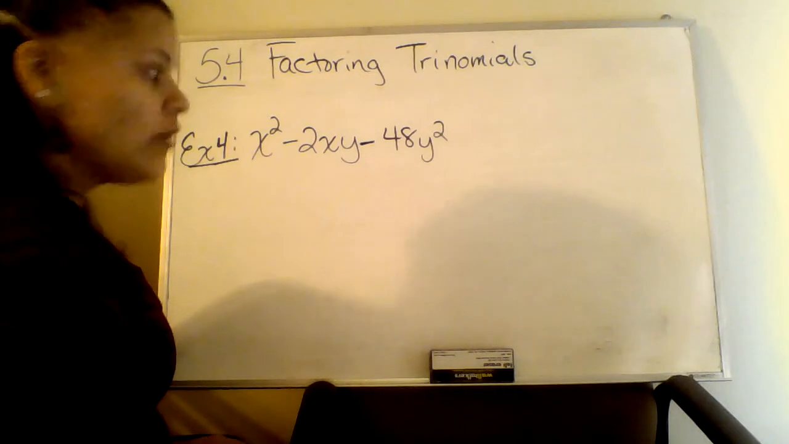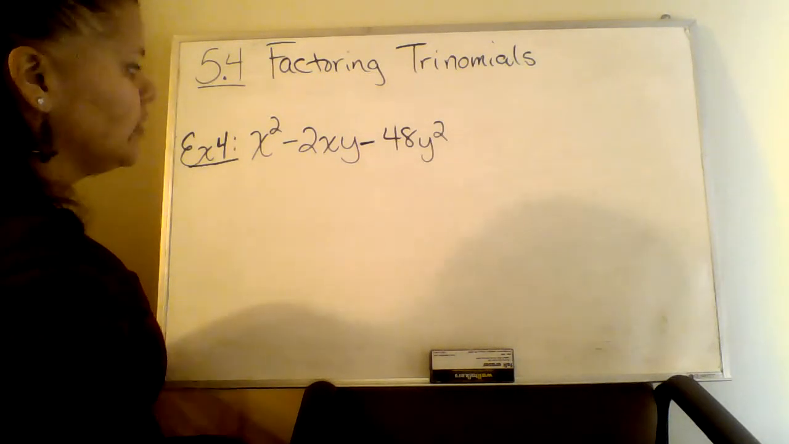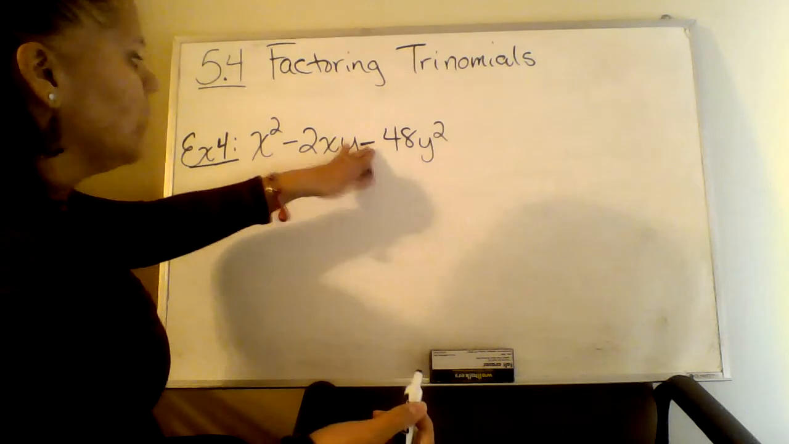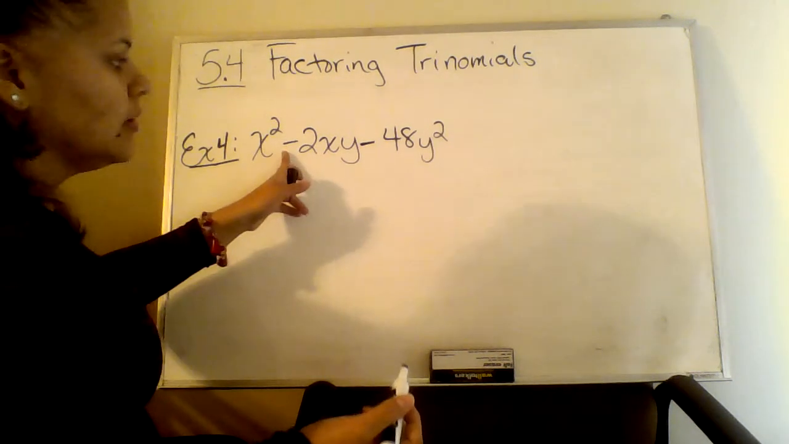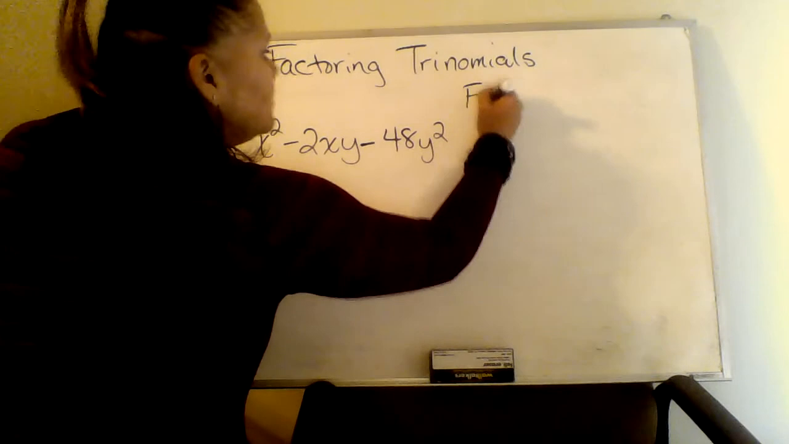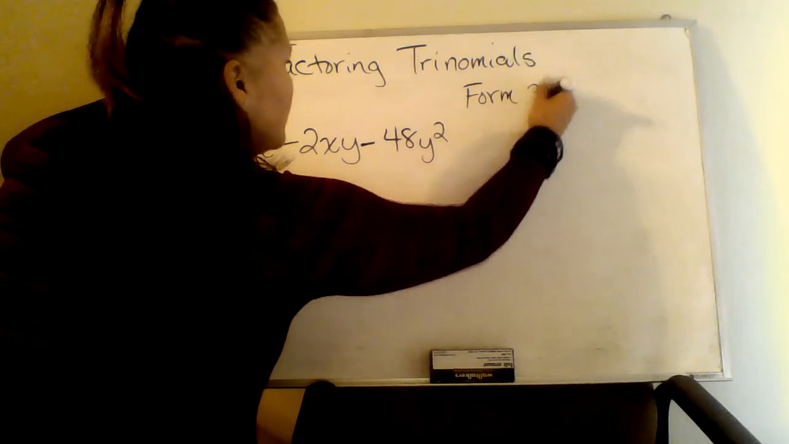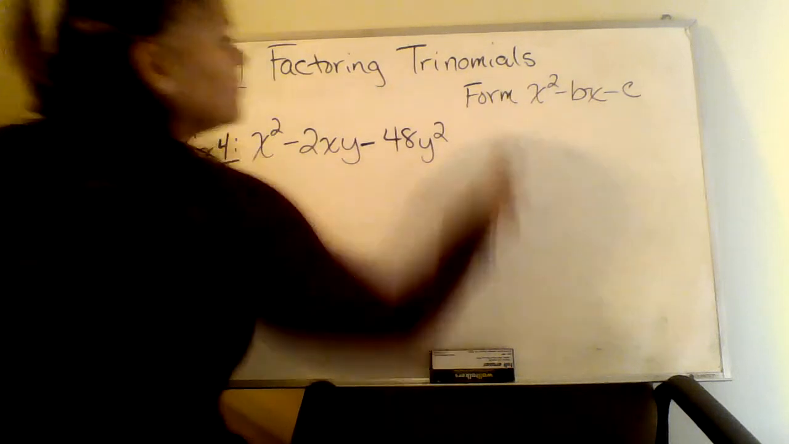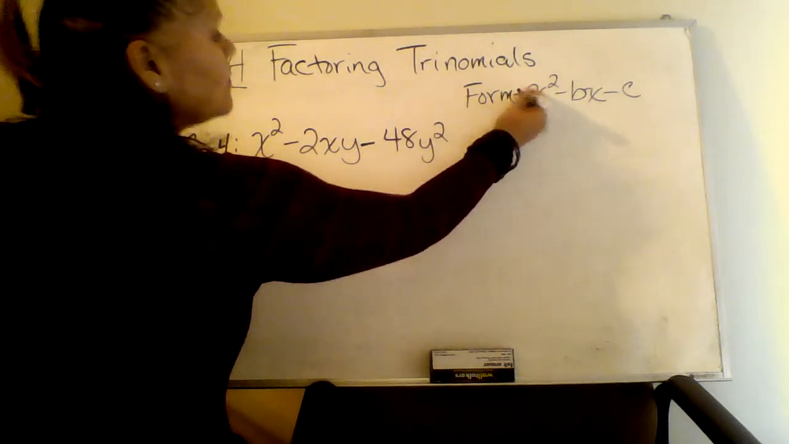Now we're going to factor a trinomial that has two variables in the middle. But look at the form. You have a negative constant, and you also have a negative in the middle term. So that means it's in the form x squared minus bx minus c. So that's your form.